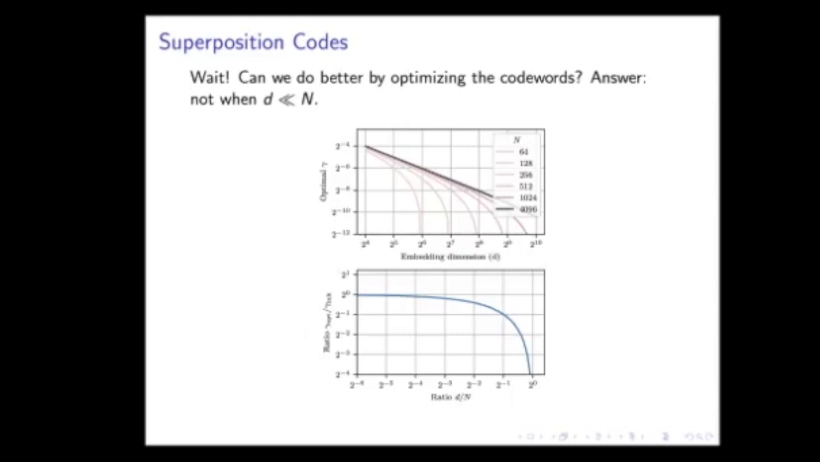And the takeaway from this is something which I thought a priori was intuitive, which is that when the number of dimensions you have is a small fraction of the total number of code words you want to represent, there's basically no benefit to optimizing from the point of view of minimizing expected scale.